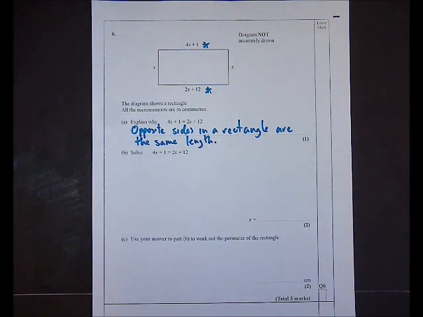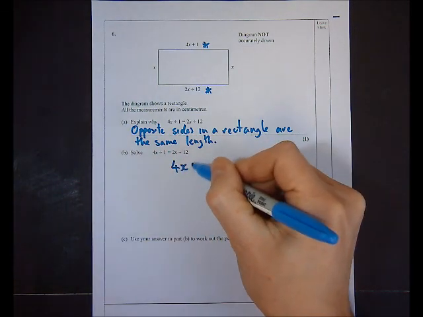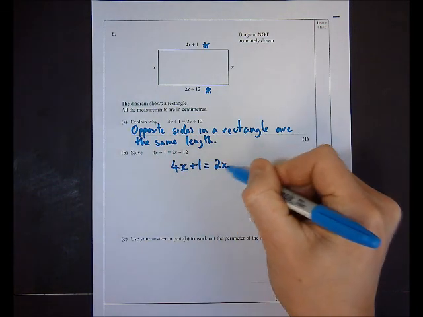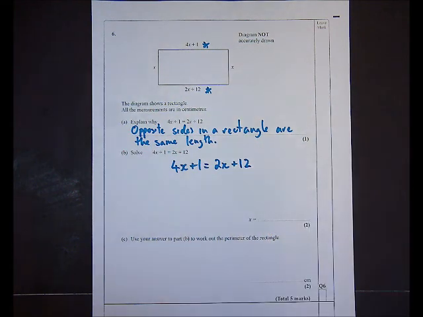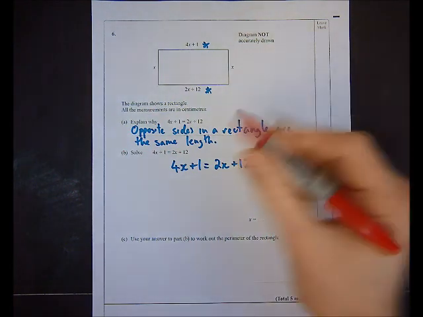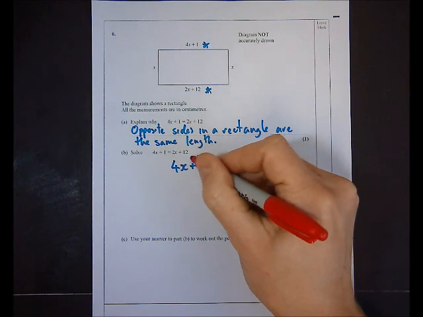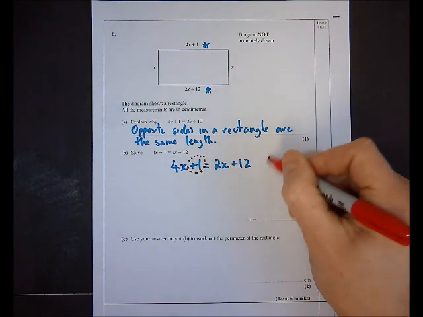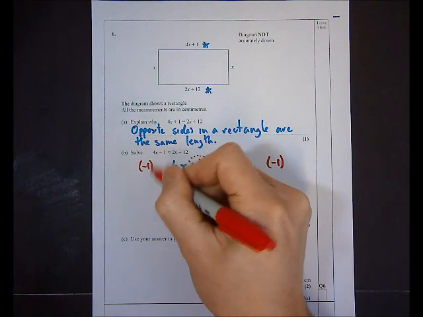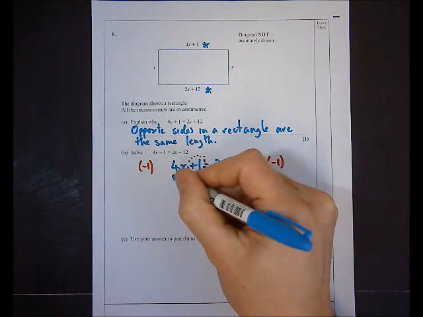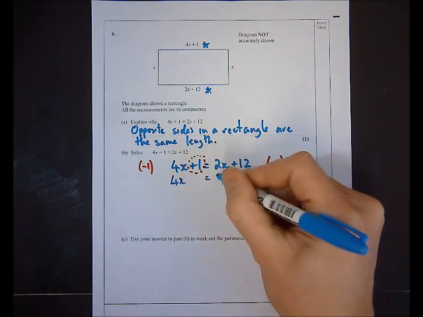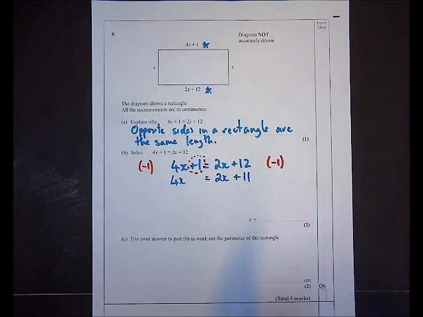In part B, I'm told to solve 4x plus 1 equals 2x plus 12. So let's write that out so we can see that. 4x plus 1 equals 2x plus 12. And therefore I'm going to try and end up with x equals. So the first thing I'm going to do is get rid of this 1 on this side, and I'm going to take away 1 from both sides. If I do that, I'm going to be left with 4x equals 2x plus 11.